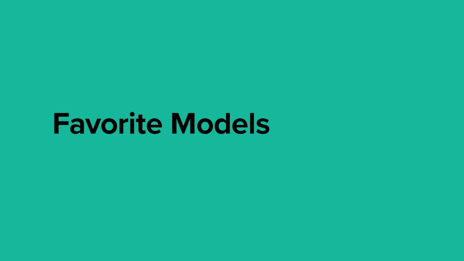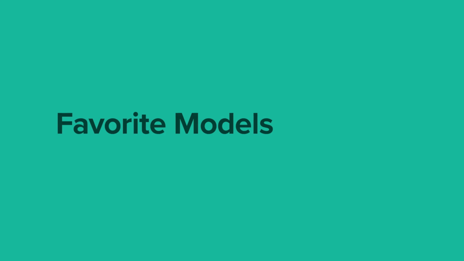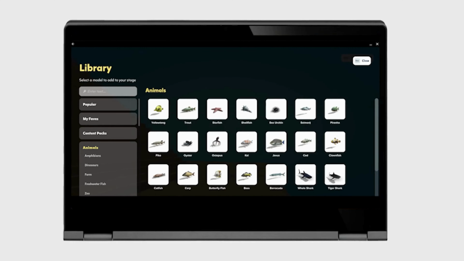Favorite models. The model library has one or two more tricks up its sleeve. For quick access to your favorite models, you can use the My Faves category. To mark a model as your favorite, click and hold it for 3 seconds. You'll see a star appear on the model image. That means it's a favorite model and can be found in the My Faves category.